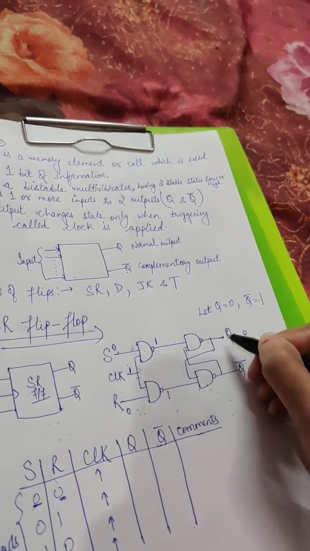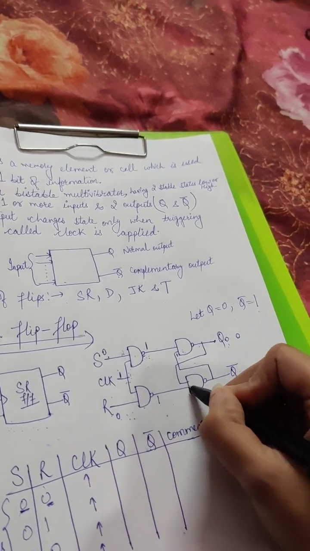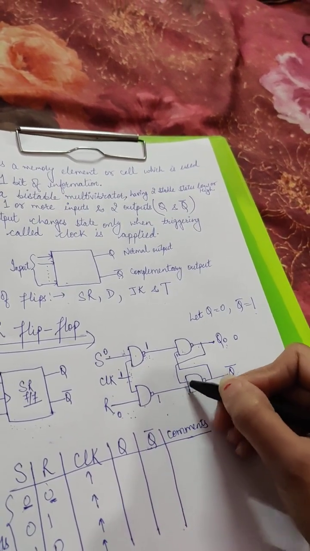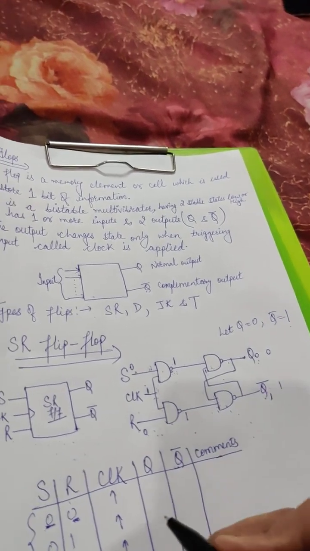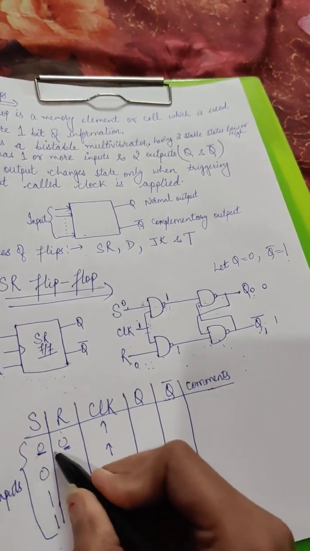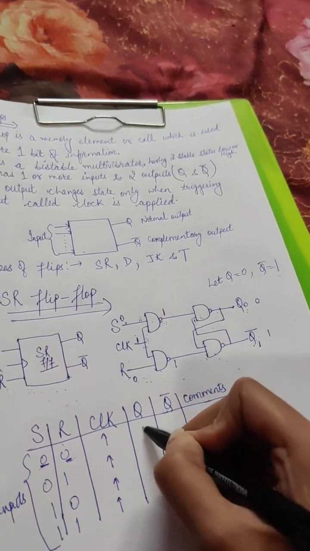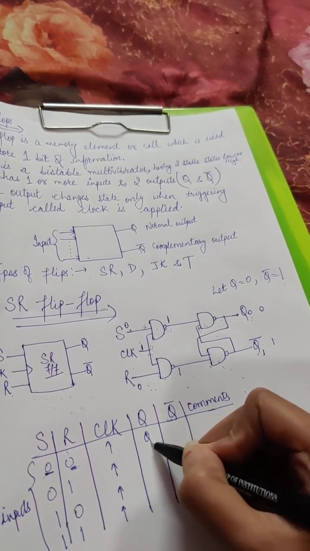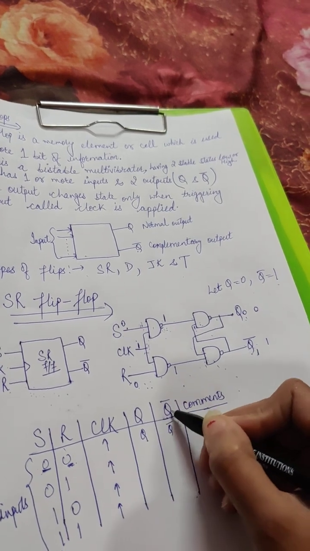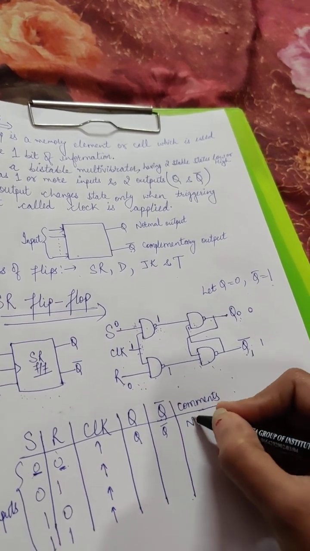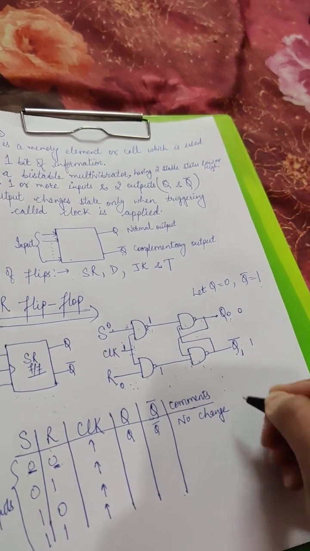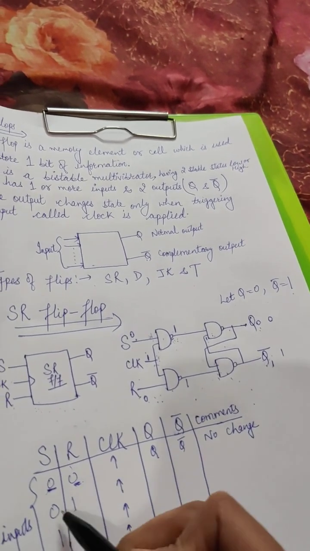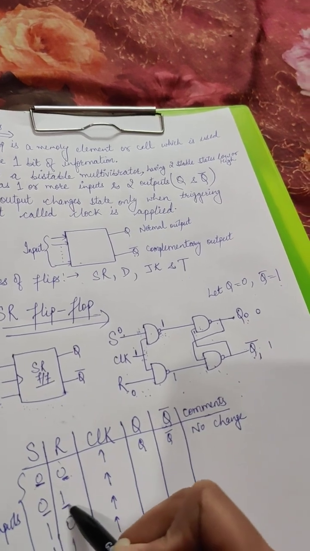And this 0 is fed back to this gate and its 0 into 1 is 0 and its complement is 1. So for 0 0 inputs, we get Q as Q and Q bar as Q bar. That means it's no change. We get the same outputs.